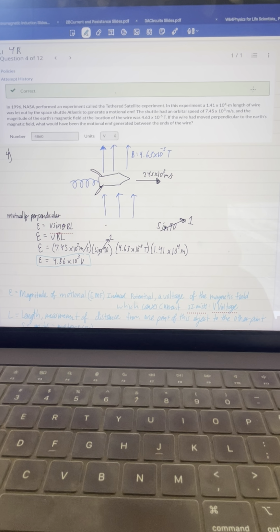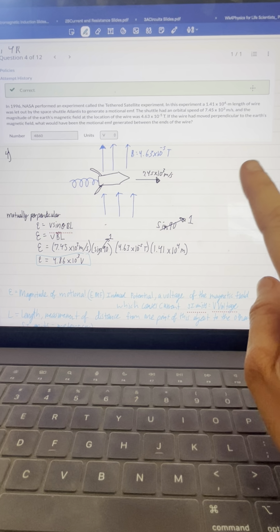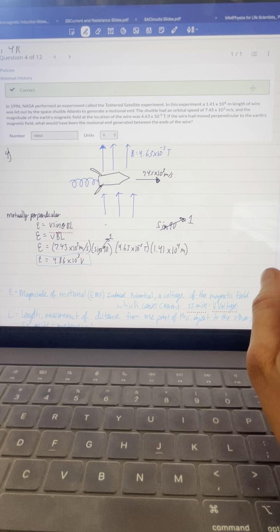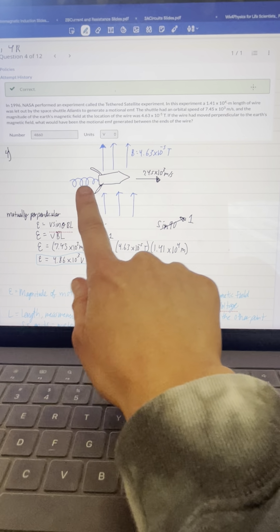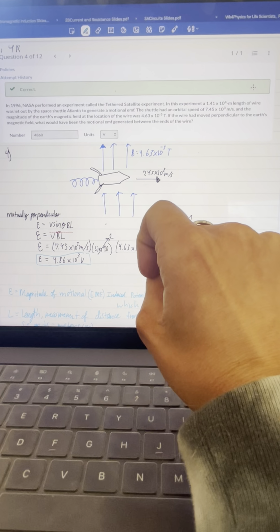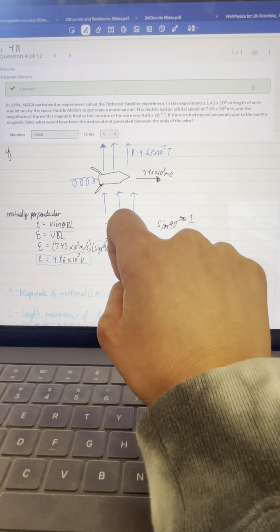Hello, for homework set number 4B, I chose number 4, which states: in 1996 NASA performed an experiment called the Tethered Satellite Experiment. In this experiment, 1.4 times 10 to the 4 meters length of wire was let out by the space shuttle. So that's the wire. And the space shuttle Atlantis to generate a motional EMF.